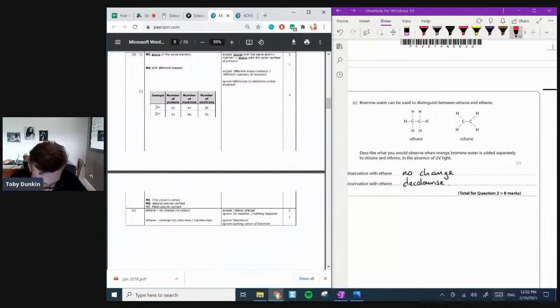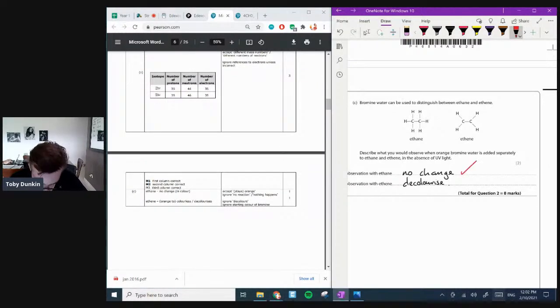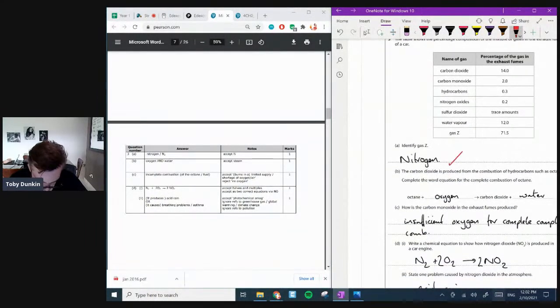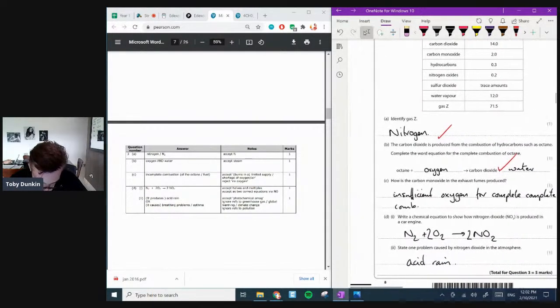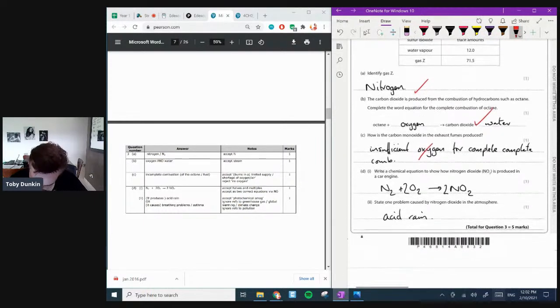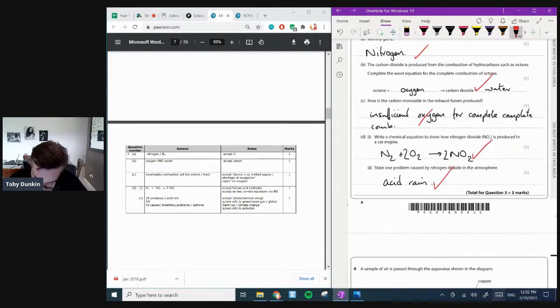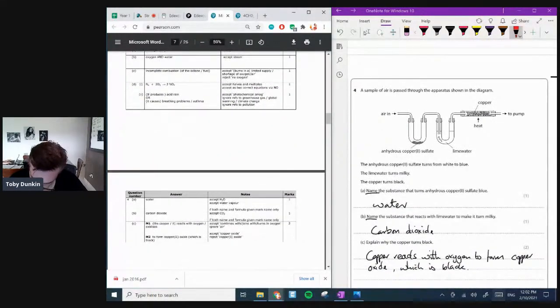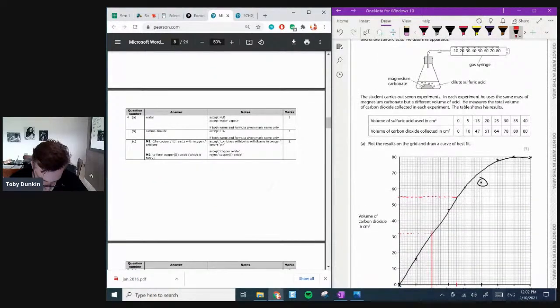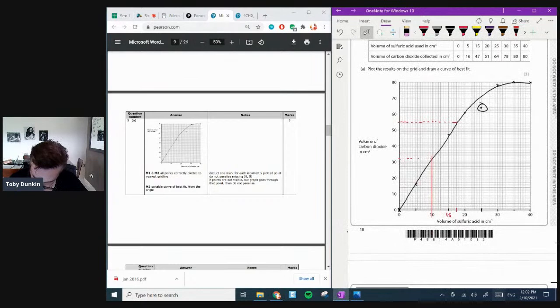This is going to be an interesting one. First column, no change. Decolorizes, there you go. Orange to colorless actually preferred in that case, weird. Next one, nitrogen. Identify the gas, water and oxygen. Insufficient, incomplete combustion. I'm going to put insufficient, it's definitely okay. Balanced equation, produces acid rain. Water, carbon dioxide. Copper reacts with oxygen to oxidize, and copper oxide is black. I like it. There's my graph, tick, tick, tick, 3 marks.